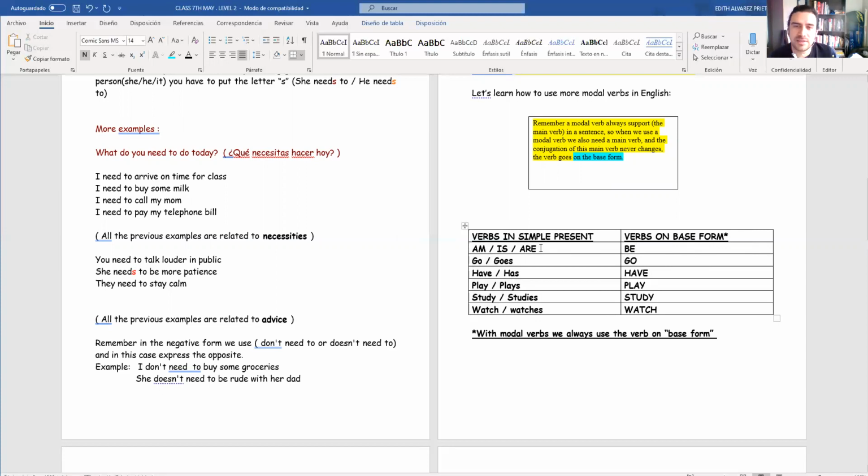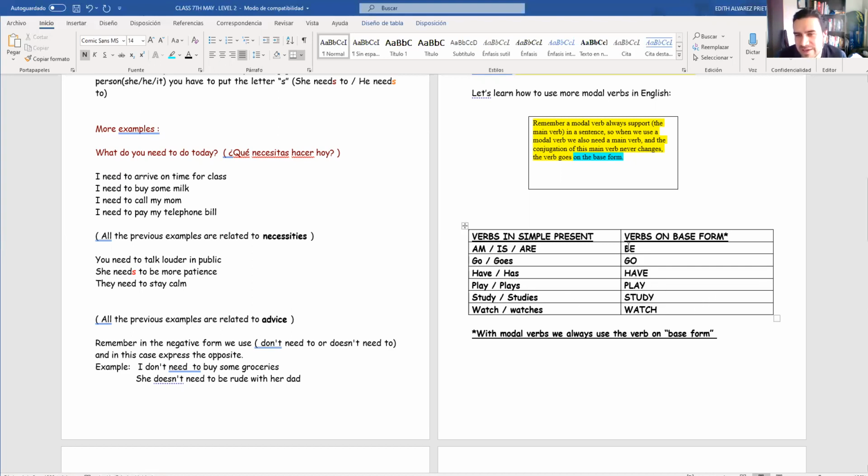Sería así. Entonces, the conjugation of the verb to be in the base form is be. Esta es la forma base del verbo to be. Be. Okay? The conjugation of the verb go, go. The conjugation of the verb have, have. The conjugation of the verb play, play. Study, study. Watch, watch. Okay?